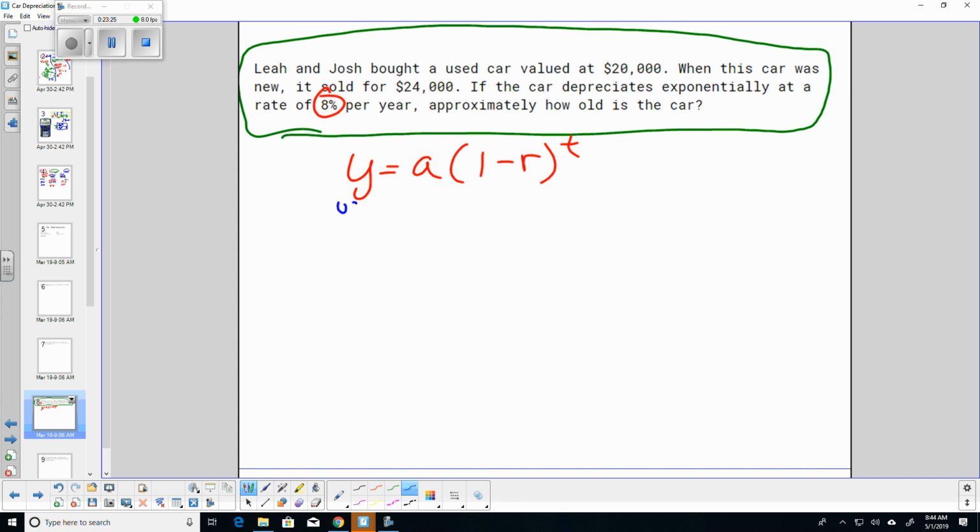So the variable we're going to be solving for is there, which is an exponent. That's why we do logarithms. So let's put it all together and we'll see how that works.